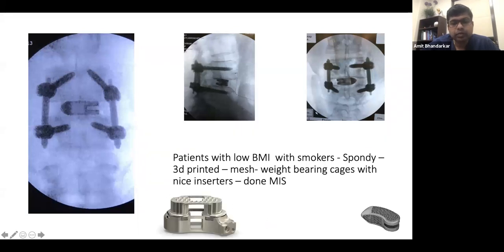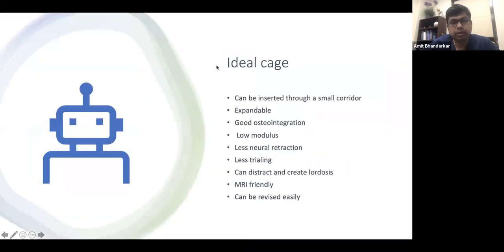The best cage in the future will possibly be the cage which has a nice graft window and which is expandable, which expands when placed into the anterior side. So it creates much more. I think this one is a hydraulic cage which creates more lordosis after implantation.